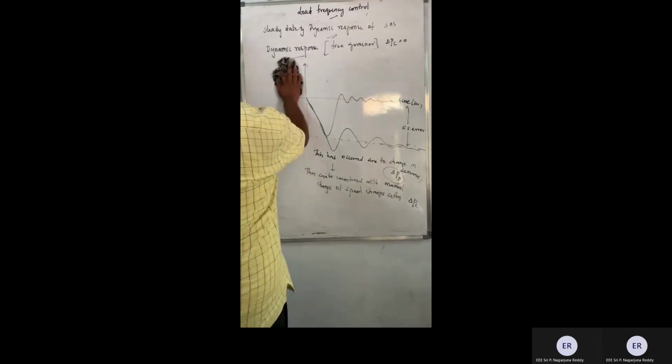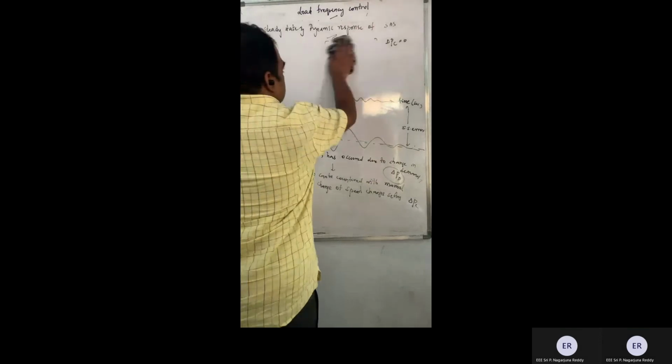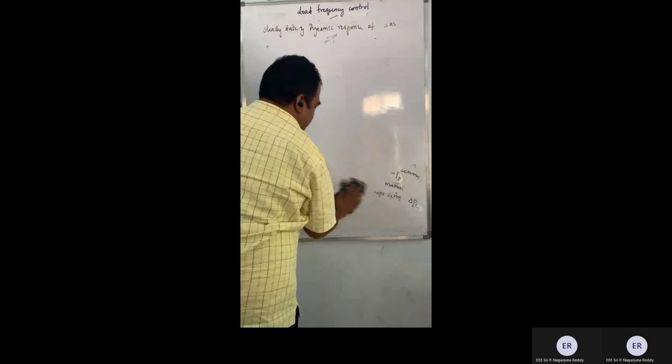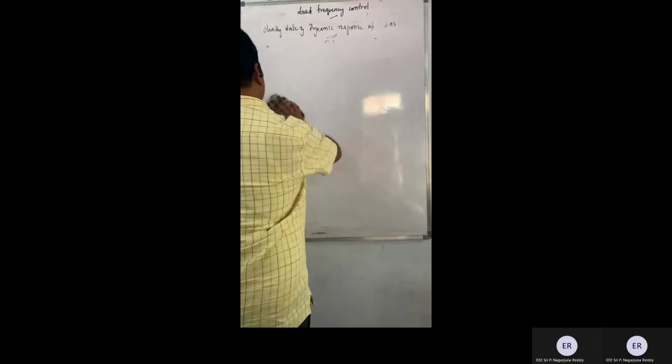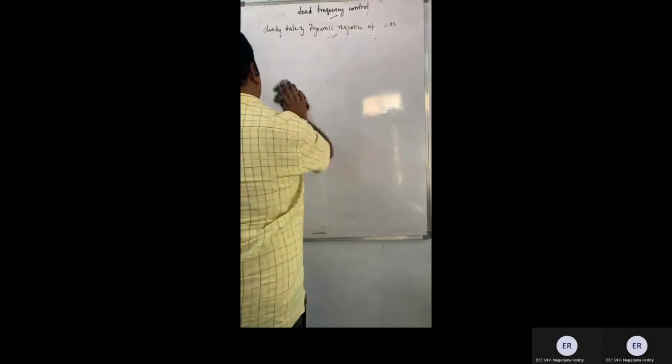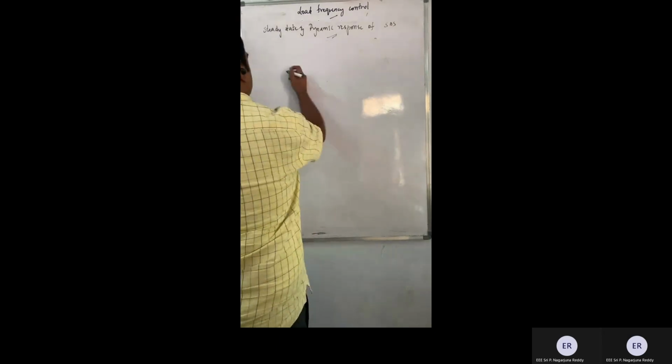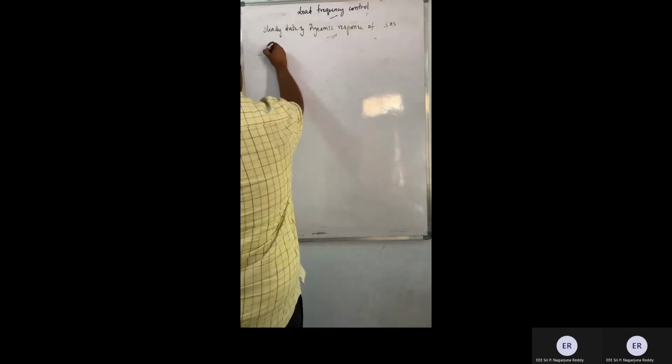Okay. Now, this can be achieved by feeding back the delta F signal through a controller. So first let us draw the complete block diagram of the isolated power system. Next we will move on to what best we can do.